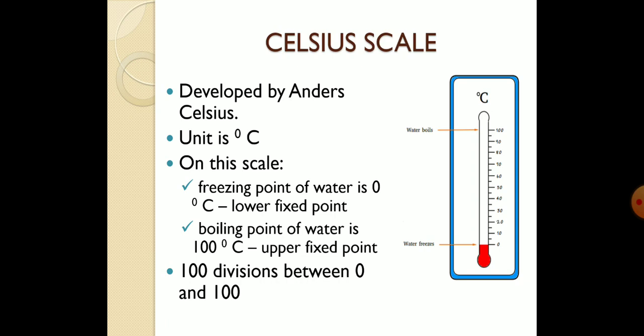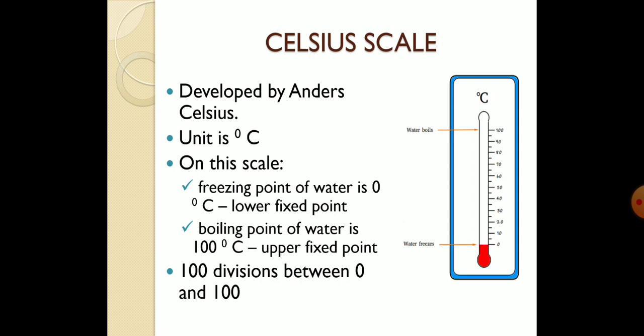On this scale, what is the freezing point? It is taken as 0 degrees Celsius. And what is the boiling point? It is taken as 100 degrees Celsius. This freezing point is called the lower fixed point, and 100 degrees Celsius is called the upper fixed point. So between 0 and 100 you have 100 divisions. You see the scale there, they have written 10, 20, 30, 40 till 100. 0 is the bottom. So water will freeze at 0 degrees Celsius, and when it is 100 degrees Celsius it will start to boil.